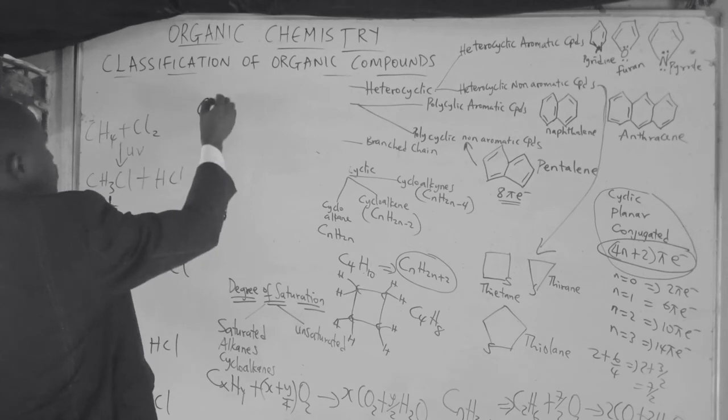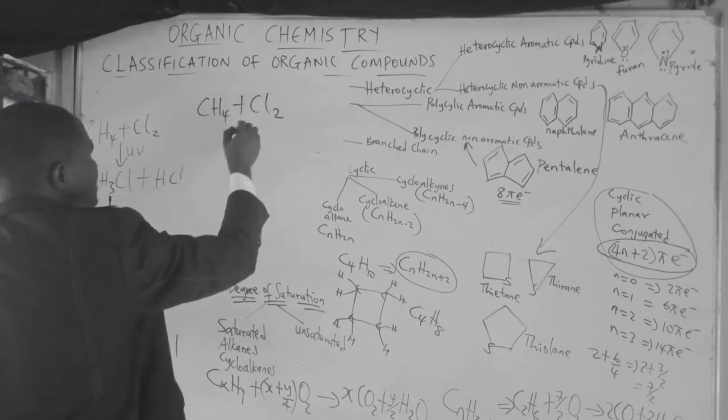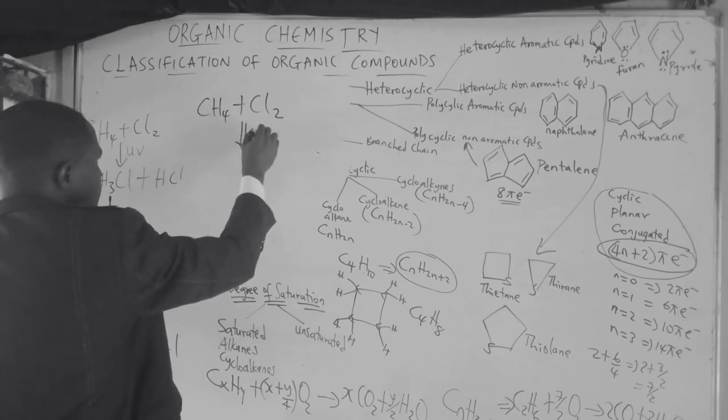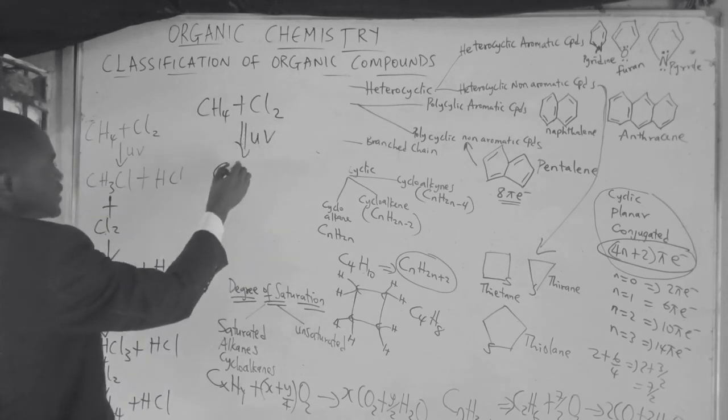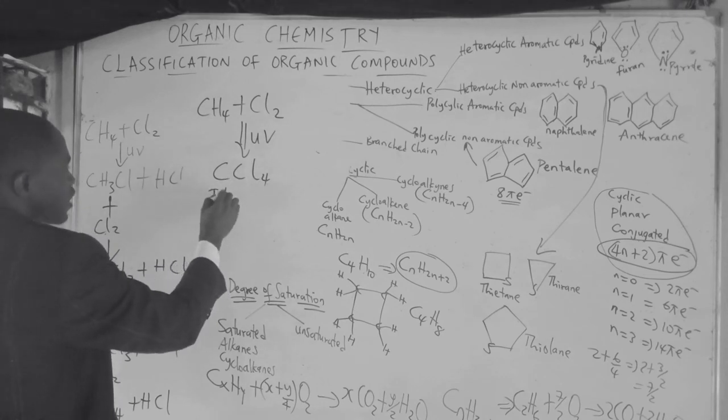We put it into writing. When methane is chlorinated in the presence of UV, the final product it will give us is CCl4, tetrachloromethane. We call it tetrachloromethane.